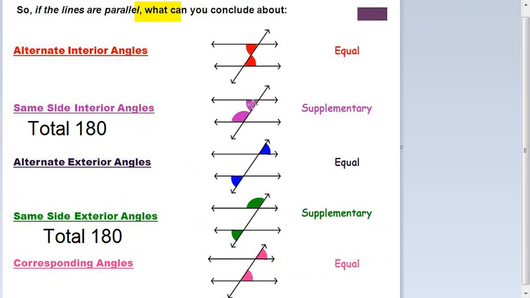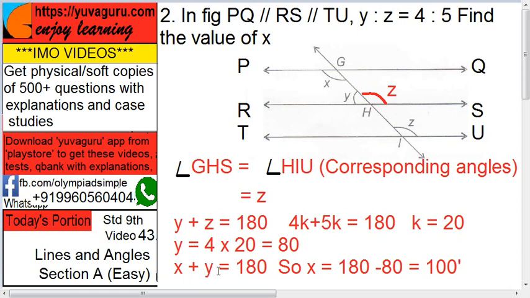See, these are same side interior angles, so they will be 180 degrees, supplementary. So X plus Y equals 180 degrees. But we know Y, 80. So X equals 180 minus 80 equals 100 degrees.